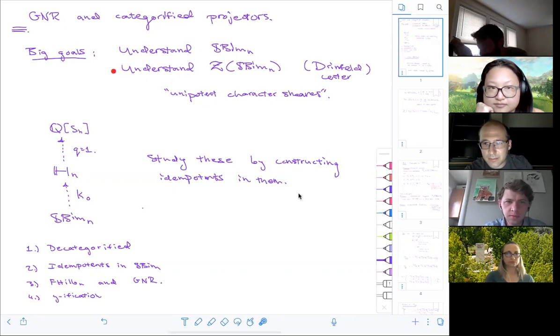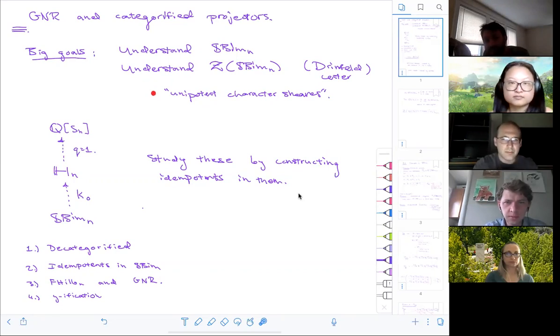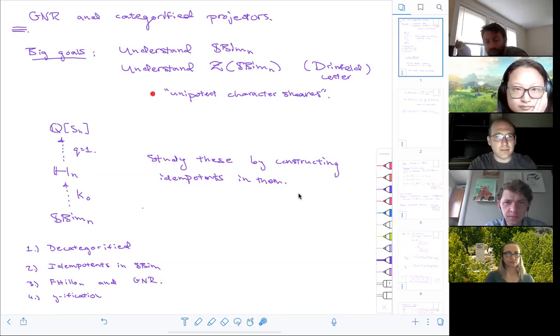Fancy people understand the center of the category of Soergel bimodules in terms of character sheaves, but I would rather trade a crazy geometry for a crazy homological algebra. And so this is the motivation.